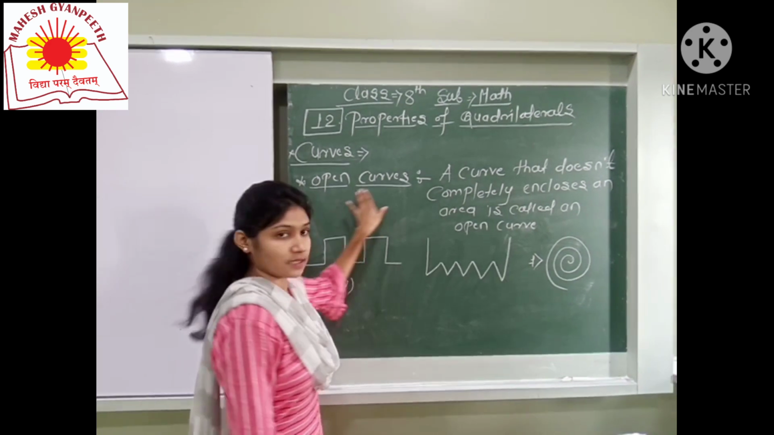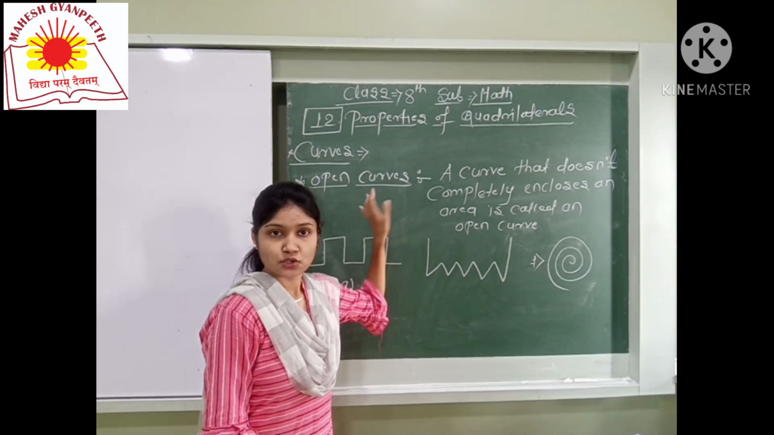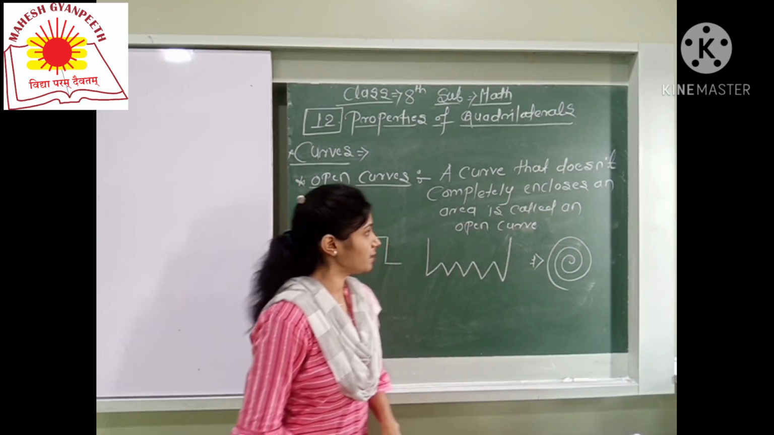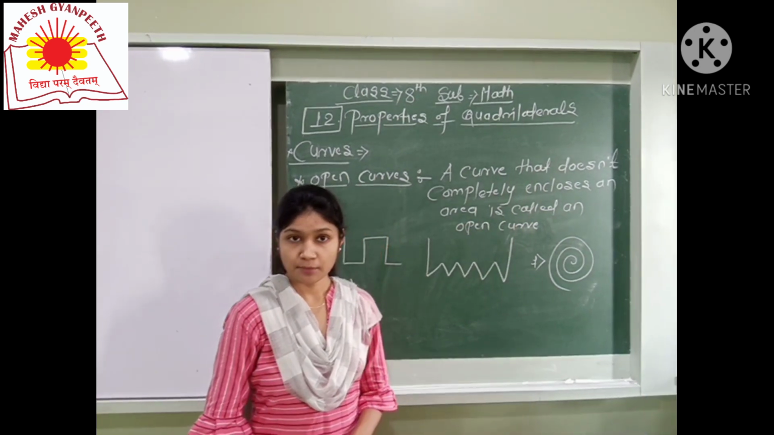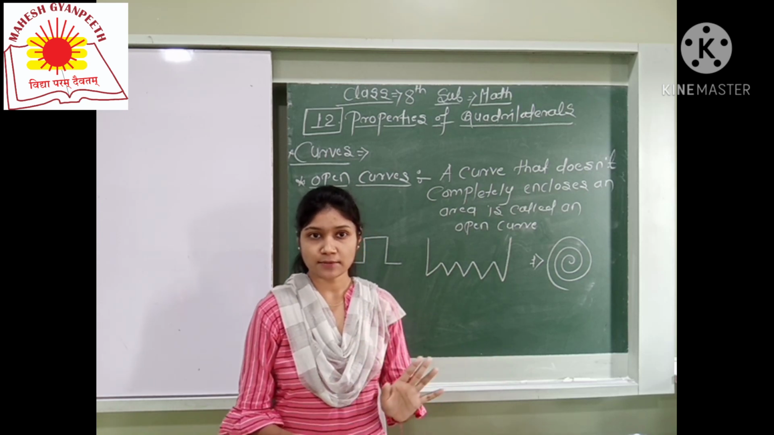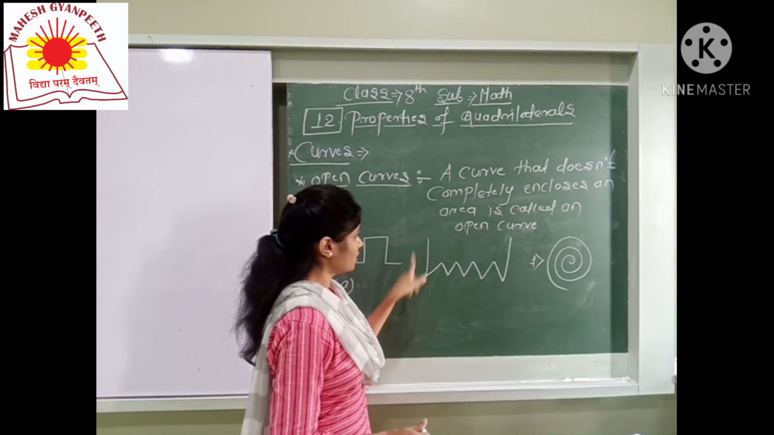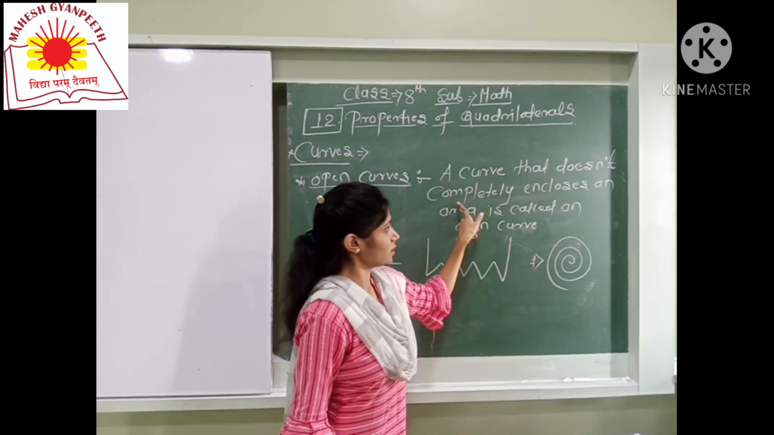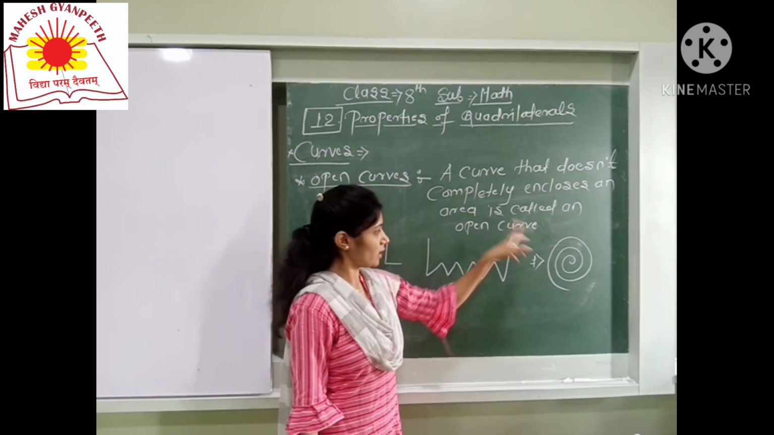The last one is an open curve. So what is meant by an open curve? An open curve means a curve that does not completely enclose an area. The area is not closed. A curve that does not completely enclose an area is called an open curve.